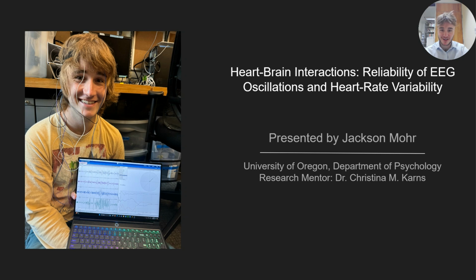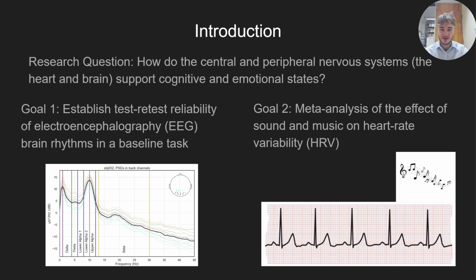Over the last summer, I researched heart-brain interactions, specifically the reliability of EEG oscillations and heart rate variability. I started my research with the question of how do the central and peripheral nervous systems, the heart and the brain, support cognitive and emotional states.